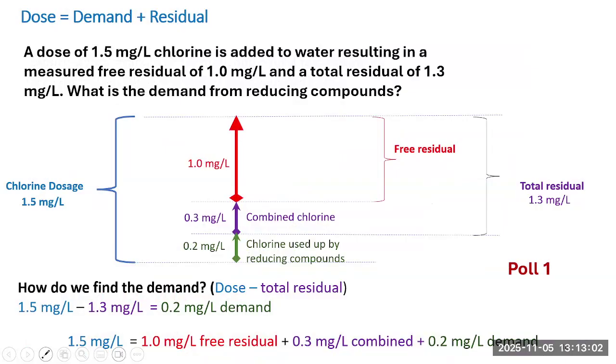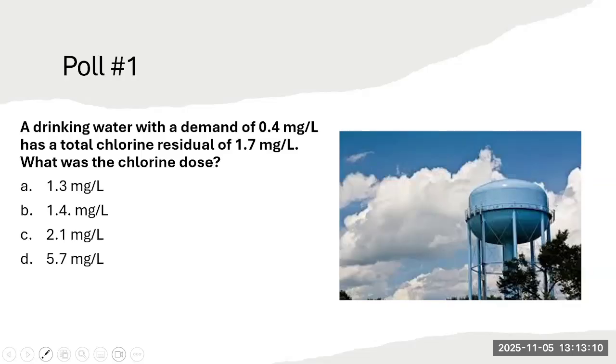All right, so we're going to jump right into our first poll. Keep in mind, we've got this information that we just covered. Poll number 1: a drinking water with a demand of 0.4 parts per million has a total chlorine residual of 1.7 parts per million. What was the chlorine dose? All right, Scott, if you can put that poll up, we'll give everybody a minute or two to respond to this one. We'll go through and discuss why we have what the correct answer is and why.